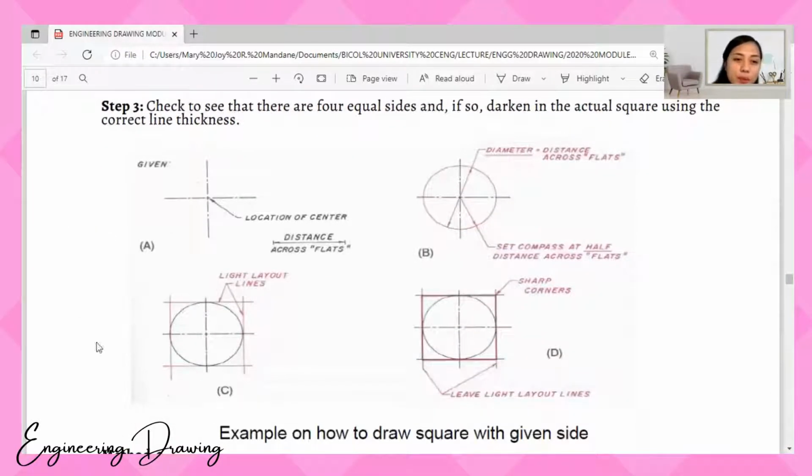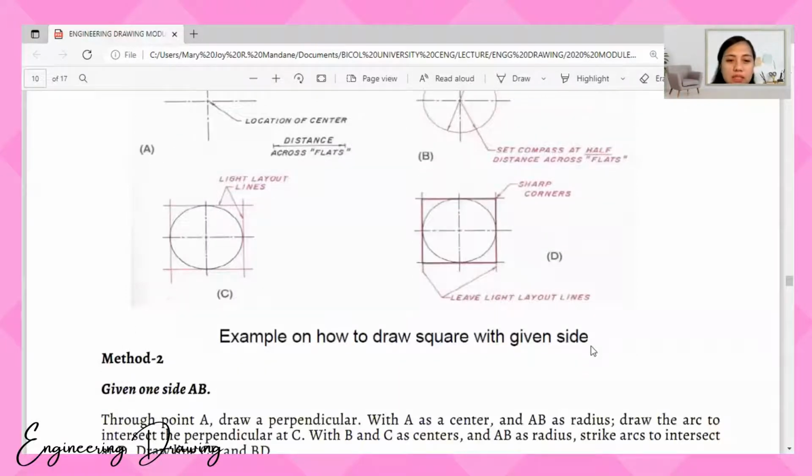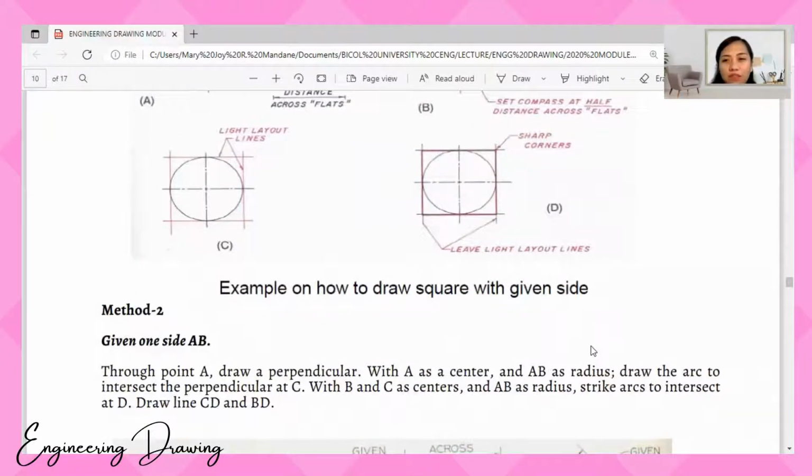So as you can see, this is the letter A. Kung anong ginawa natin, nagkaroon muna tayo ng location of the center, distance across flats, then light layout lines, then ito yung diameter, that's across flats, set compass at half distance across flats. So sharp the corners. Ito pala, sorry. A, tapos ito yung circle. Ginawa natin pala ng circle. Sorry for that. Tapos ito yung light layout lines. Tapos ito na yung sharp corners. Leave light layout lines. Example on how to draw square with given side.